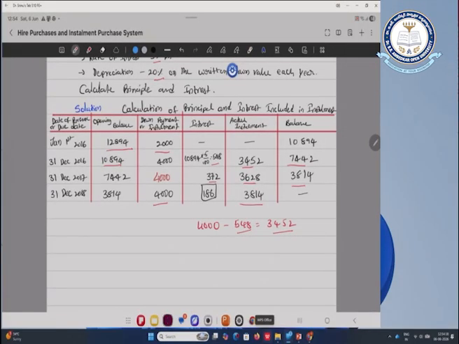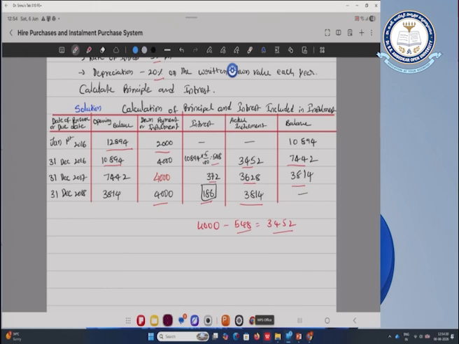So, remaining, how much are we paying as the third installment? We are paying 4,000. So, after the principal amount of 3,814 rupees, the leftover amount is treated as interest, that is 186. So, like this, first we have to prepare the analysis table.